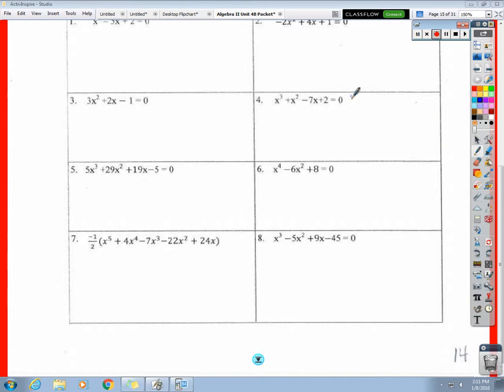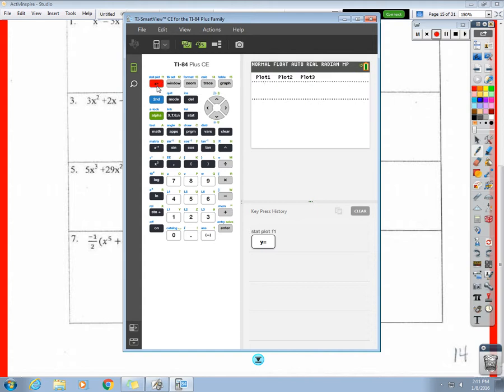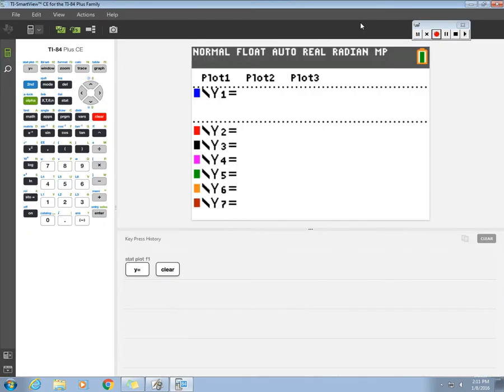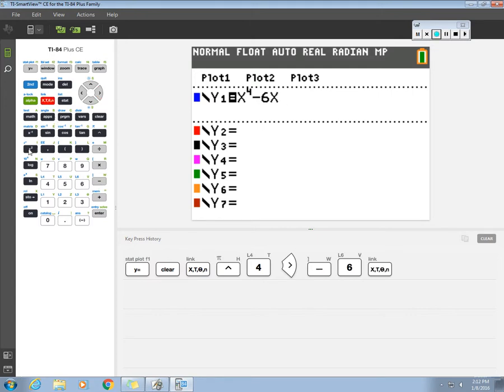So since we now have decided that this can't be factored, the only way we can find the solutions is to graph it. So you pull up your calculator and you graph it. I'm going to make it big so we can see it better. Tell me what to type in since I can't see my paper. X to the 4th, 6x squared. Right, and we don't have to type in the equals 0 part. It's understood.